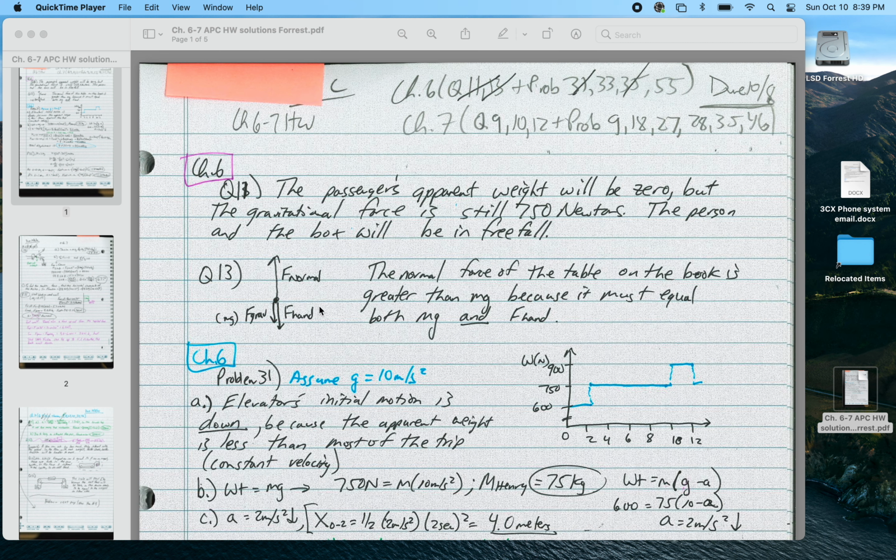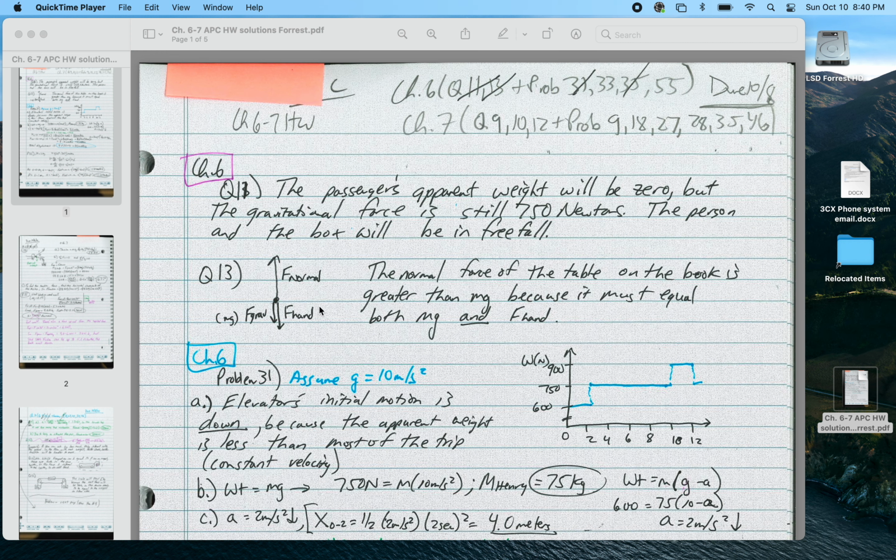You had a hand pushing down on a book for question 13. Therefore, the normal force of the table on the book is greater than mg because it must equal both the force mg down and the force of the hand down.